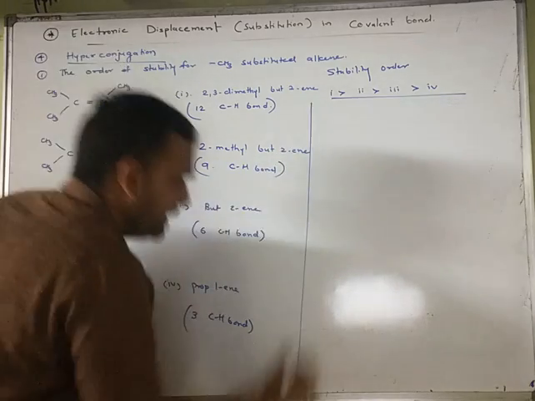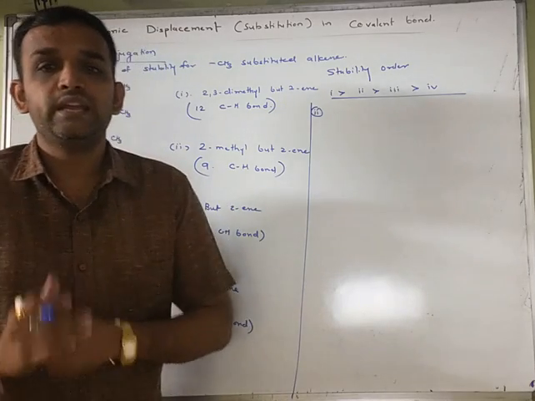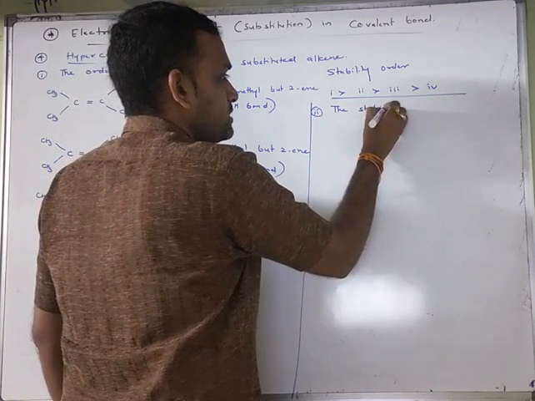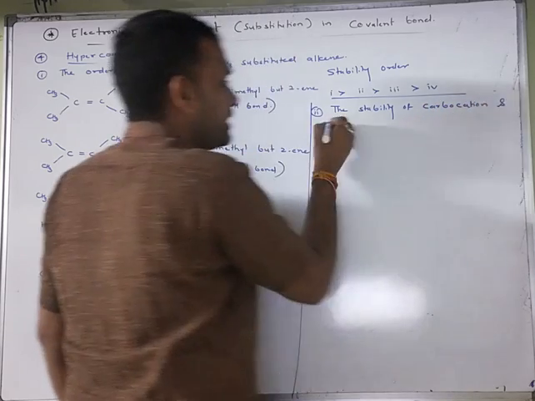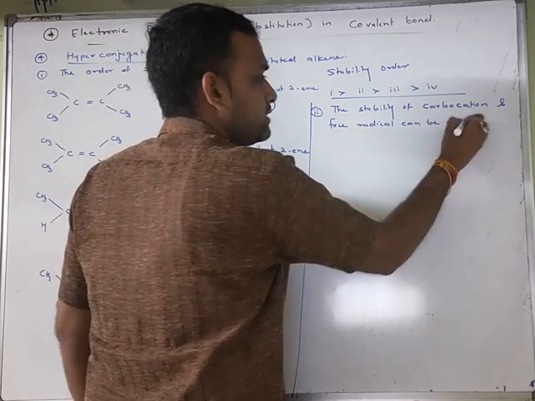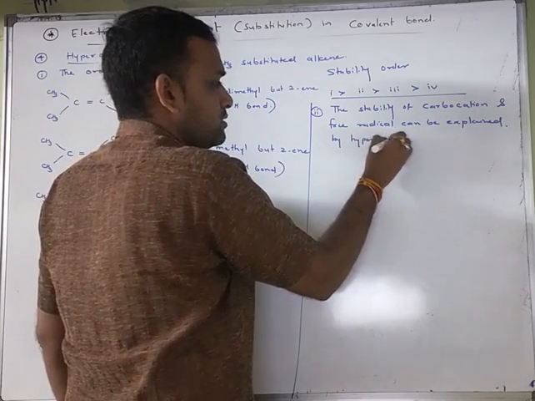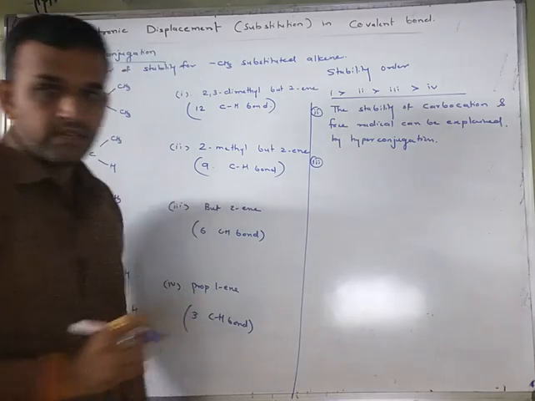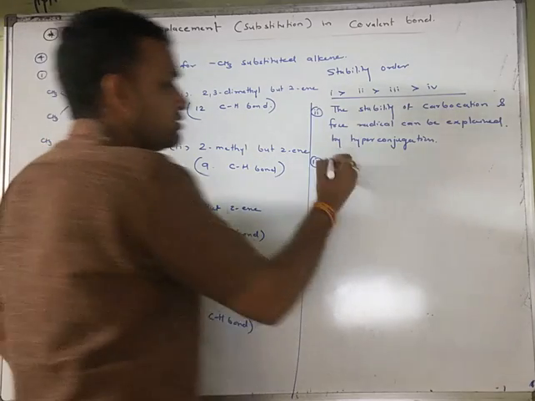Now see the second one. Let us say that the stability of carbocation and free radical can be explained by hyperconjugation. Is it clear? And the third one, we can say the shortening of the C-C single bond adjacent to a C double bond C, or C triple bond C.